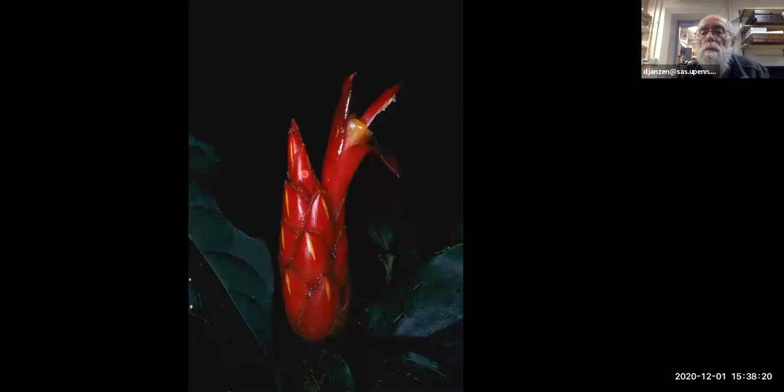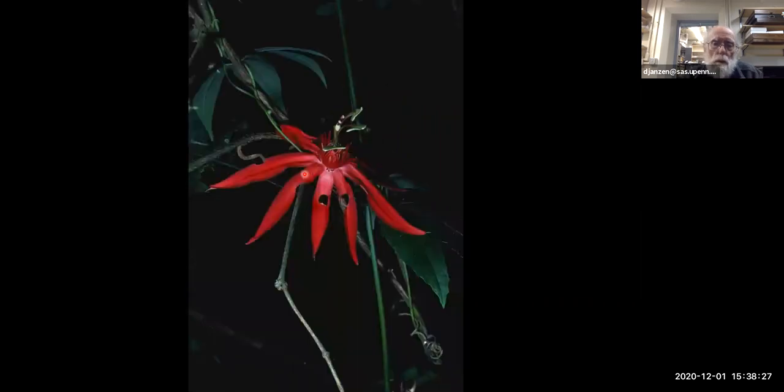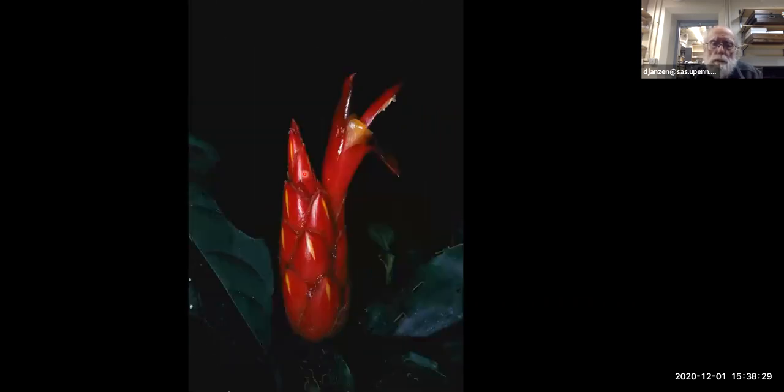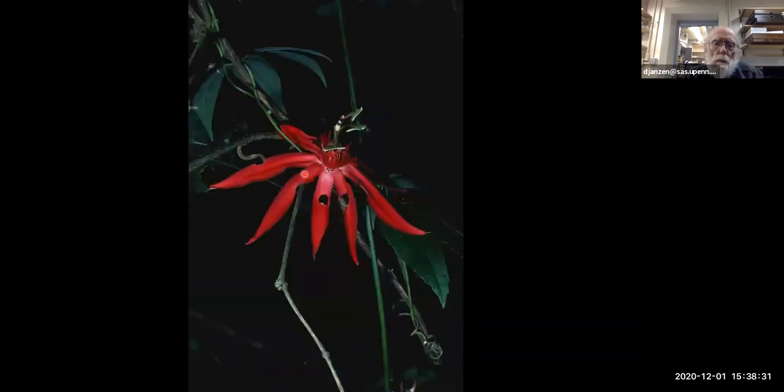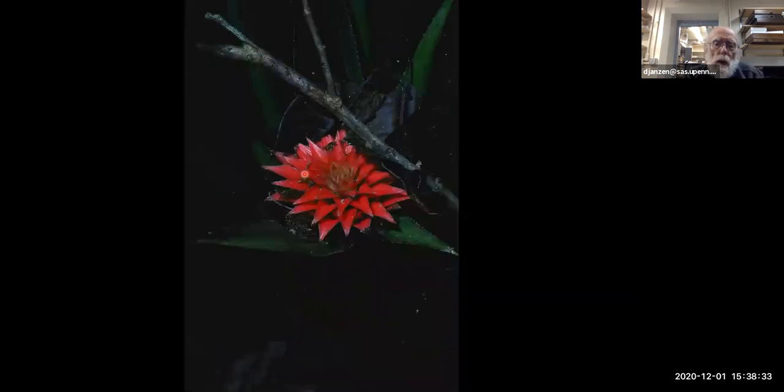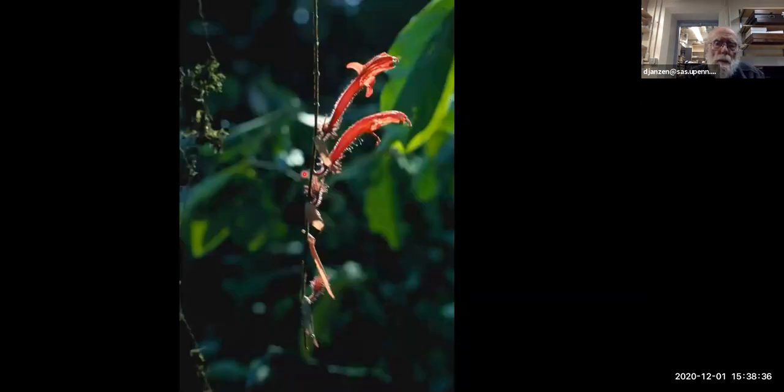So here we go again. But now we're in the understory of the forest, focused on these red things. They have very different shapes. But they're often tubular in some way or another. So the only way you can get into them is that long bill reached down inside.